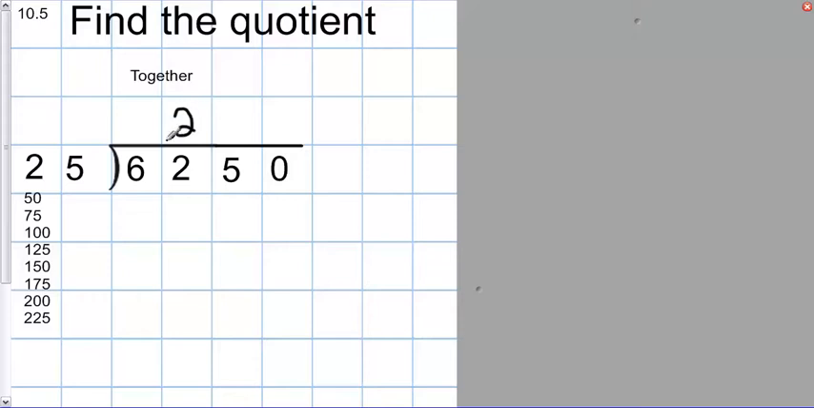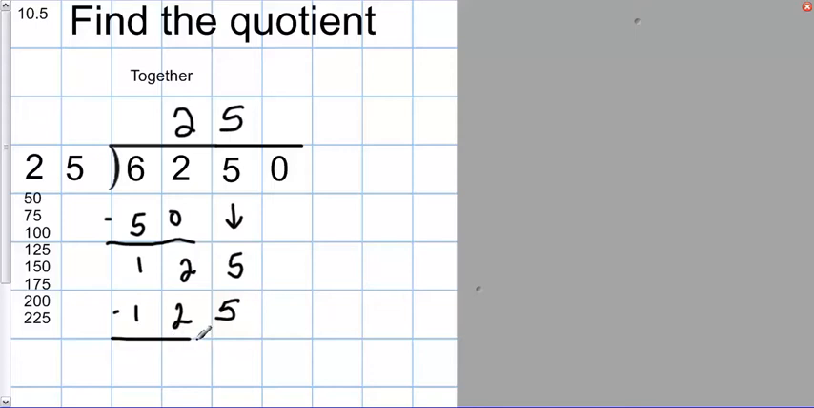So I've grouped. Now I multiply. 25 times 2 is 50. Now I don't need to think about multiplication because it's already done for me. So if I subtract, I get 12, and then I bring down my 5. Then I come back over here to my multiples, and I look, 125, 125. That's 1, 2, 3, 4, 5. So 5 times 25 is 125. If I subtract, I get 0, bring down my 0.